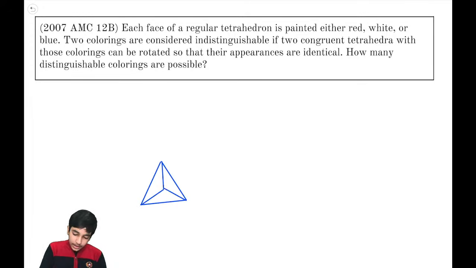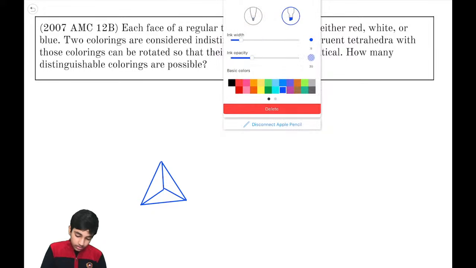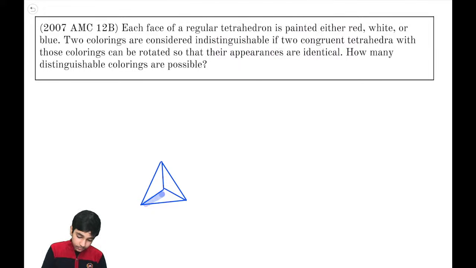So let's color the bottom face to be blue, for example. There's just going to be a few cases here. The first case is all 4 sides of the tetrahedron. Remember, the tetrahedron has a bottom face and the 3 side faces. So the first case is all 4 sides are the same color.